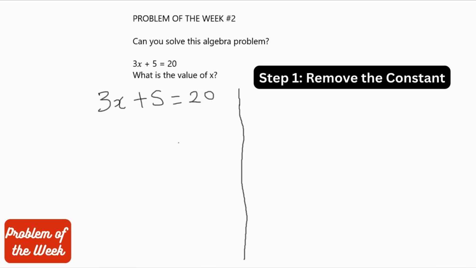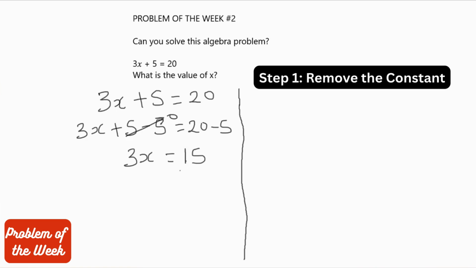So we subtract 5 from both sides. So we have 3x plus 5 minus 5 equal to 20 minus 5. So 5 minus 5 is 0, so we have 3x equal to 20 minus 5, which is 15. That is our step one. We just subtracted 5 from both sides to remove the constant, and we have this.